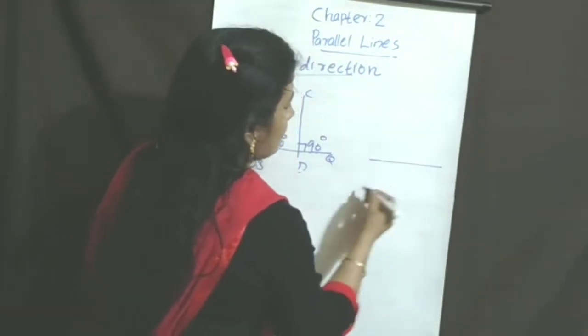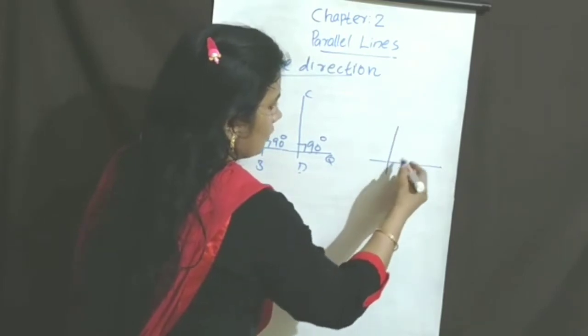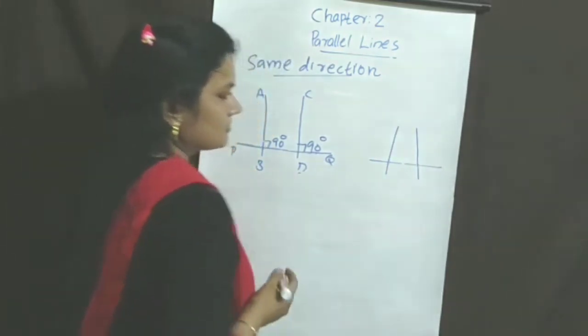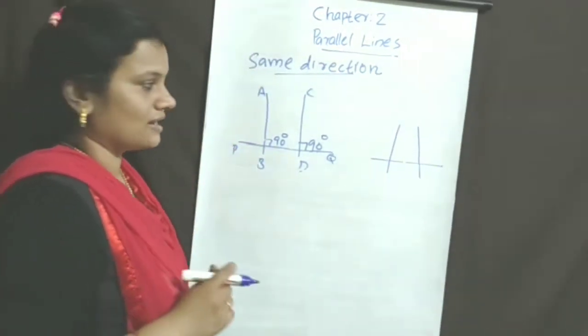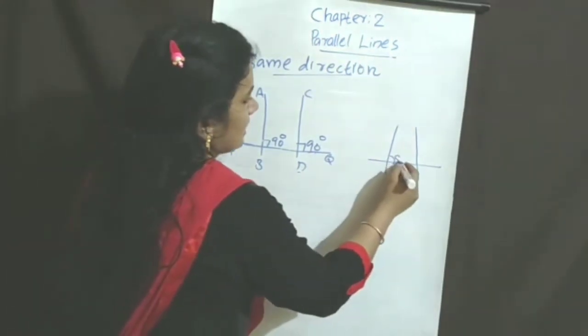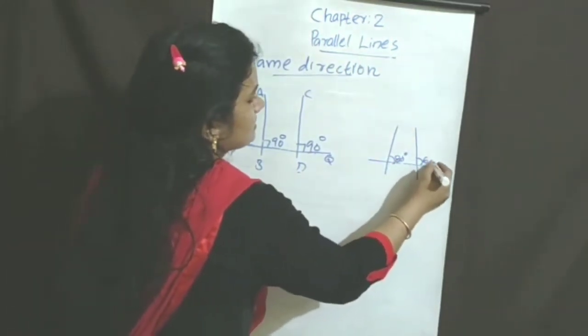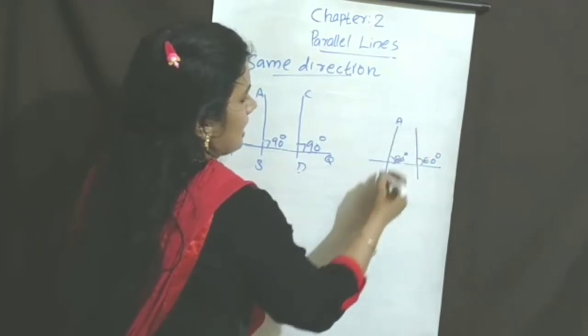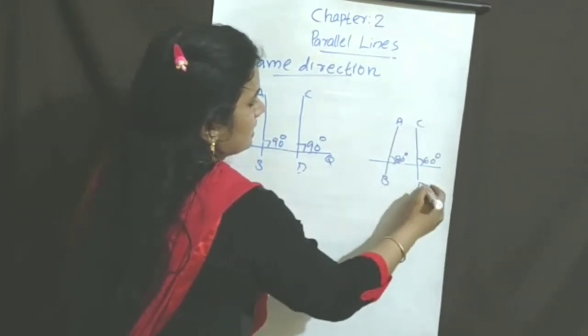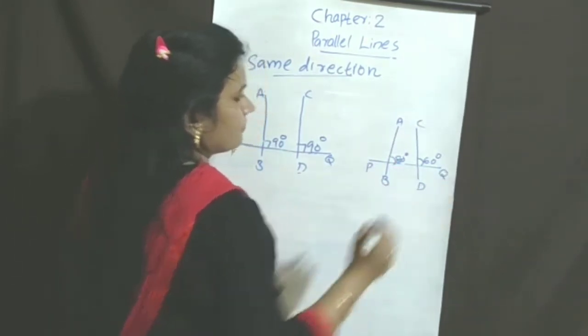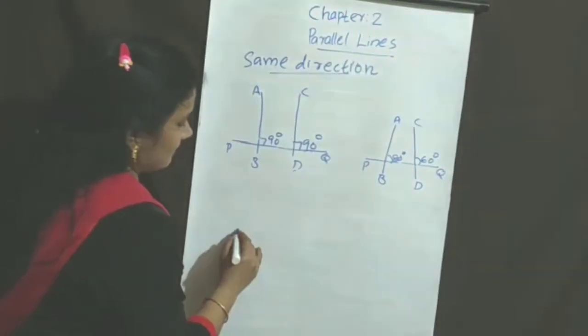Next, draw a baseline. We are drawing like this. These are two slanting lines. This angle is 80 degrees, and this is 60 degrees. Then A, B, C, D, also PQ. Okay, again draw another one.